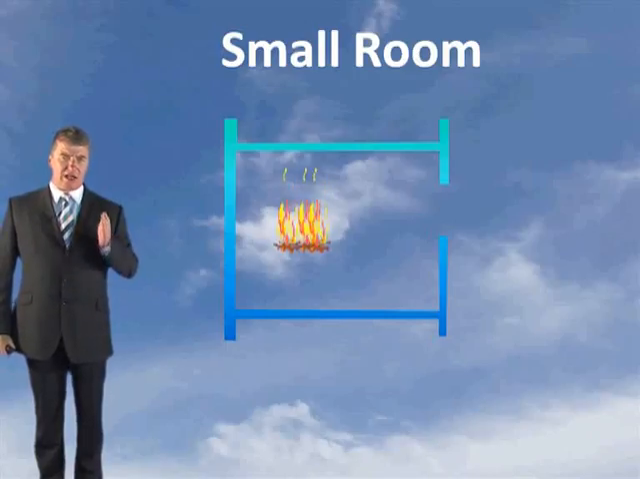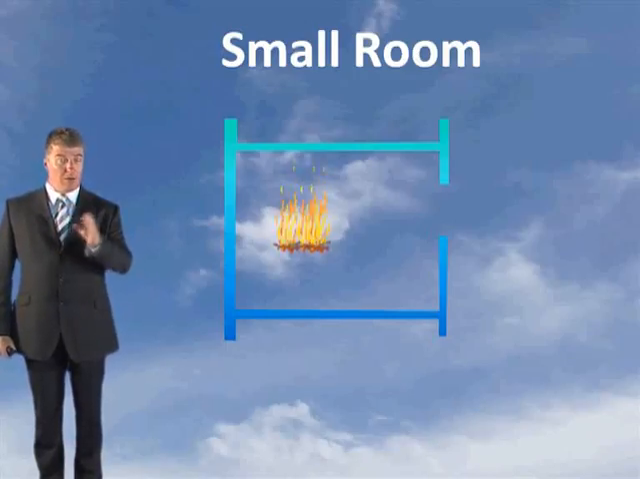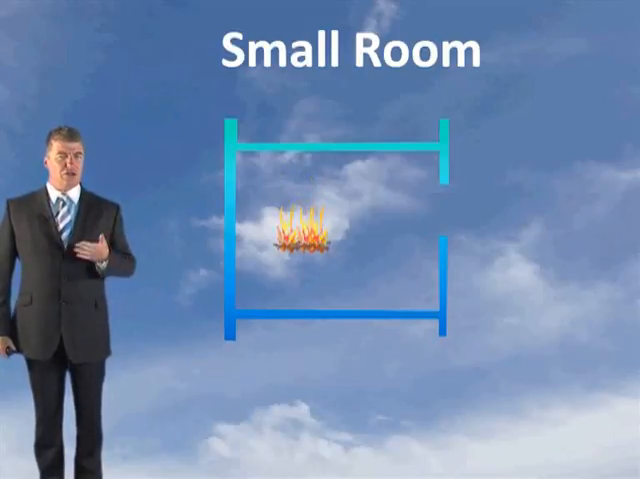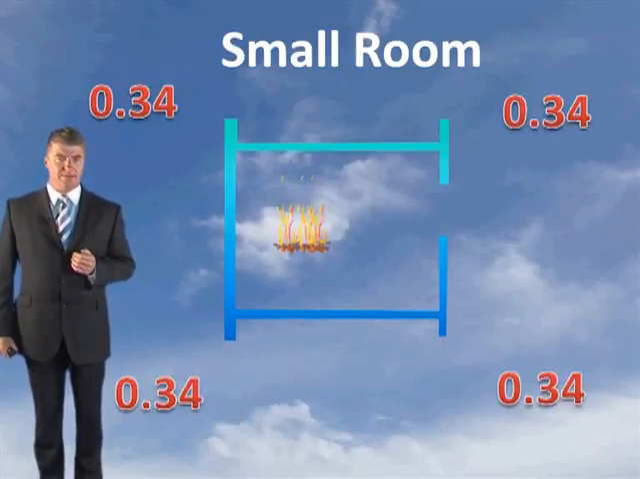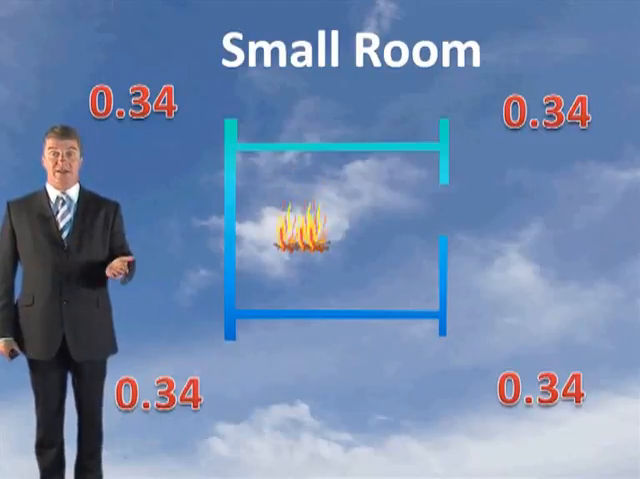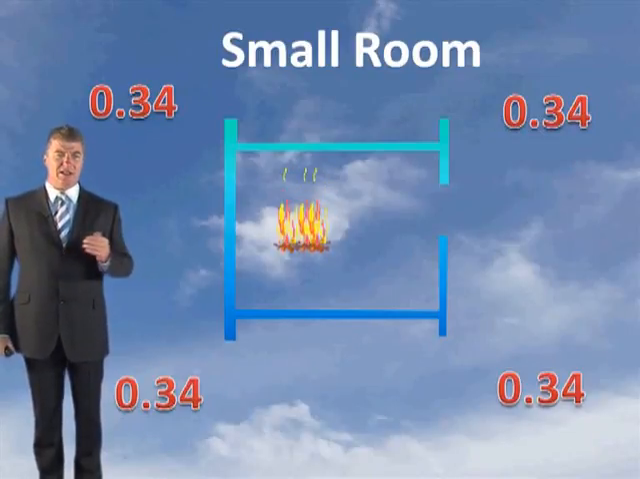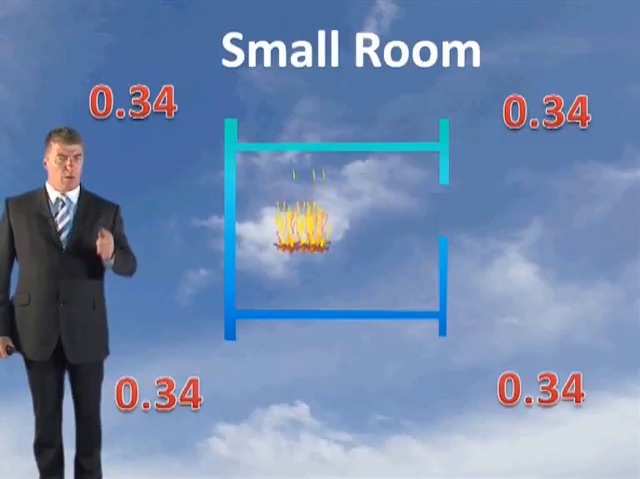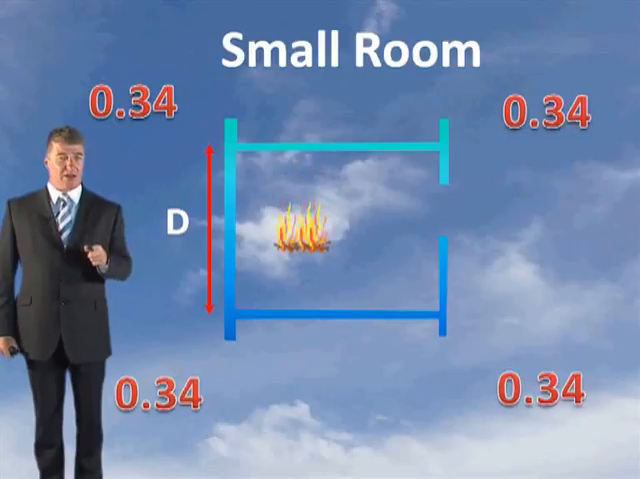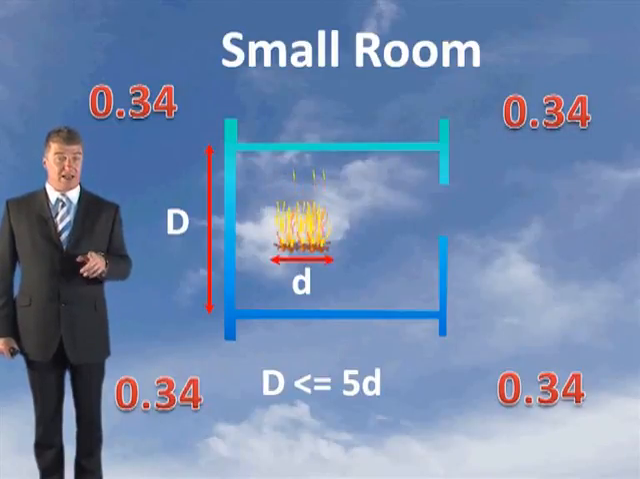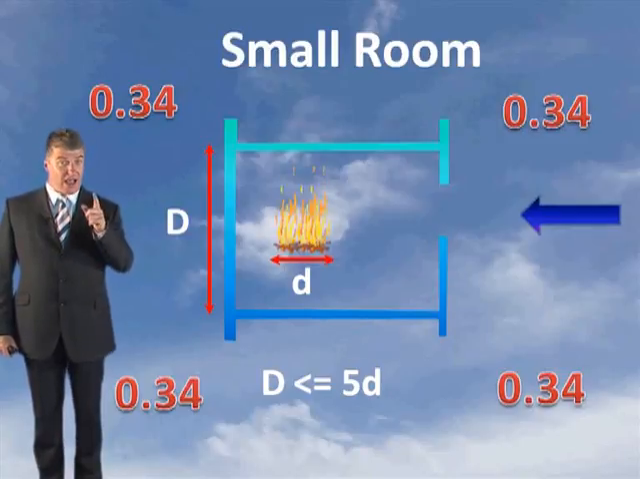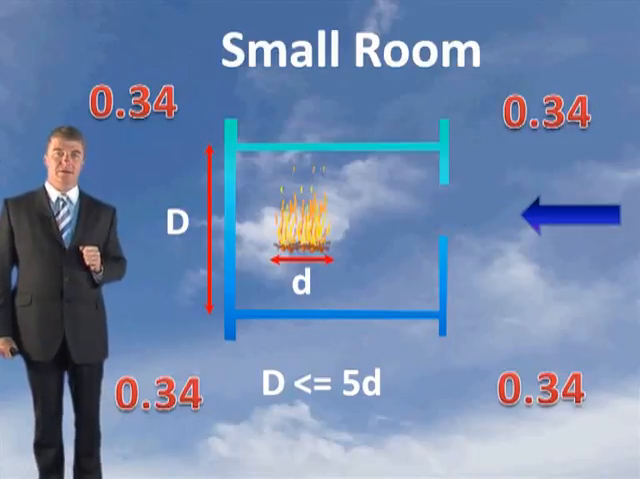Now, if it's classified as a small room, then you're going to use 0.34 as your coefficient. So how do you determine whether or not it's classified as a small room? Rooms are considered small when the maximum room dimension is less than or equal to 5 times the diameter of the design fire size, and the second parameter is that air can only come in from one direction.